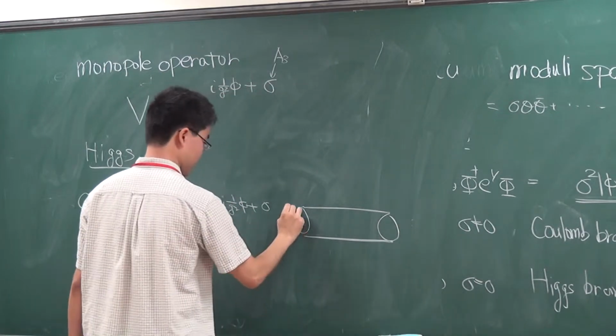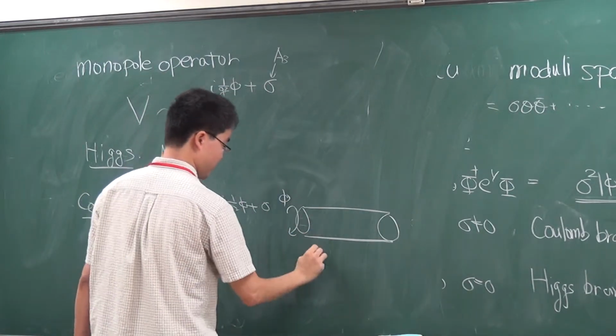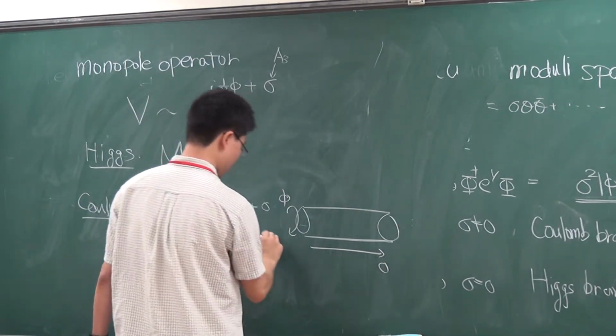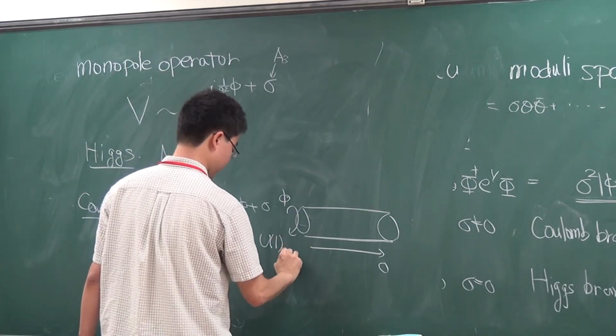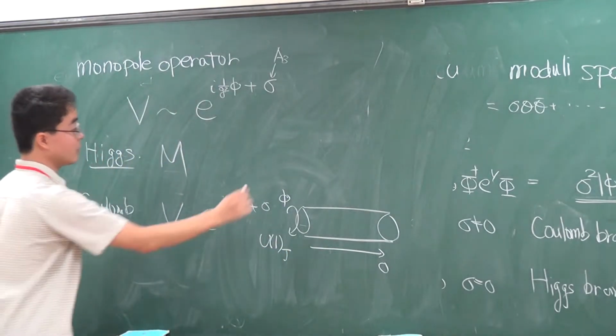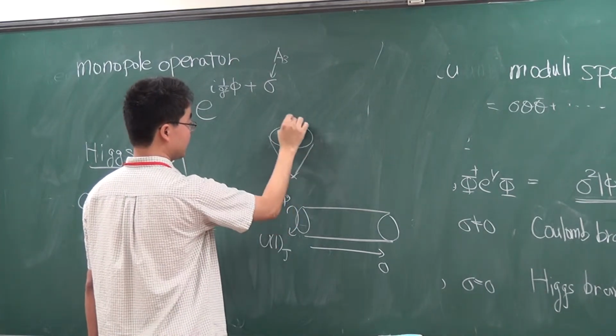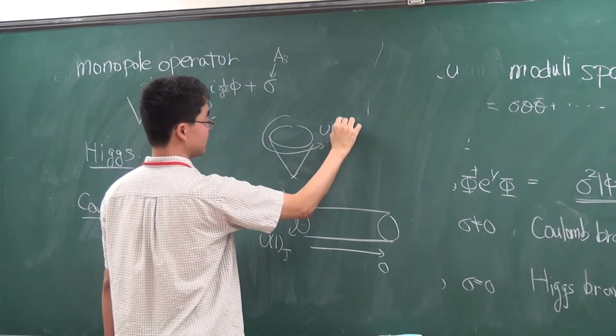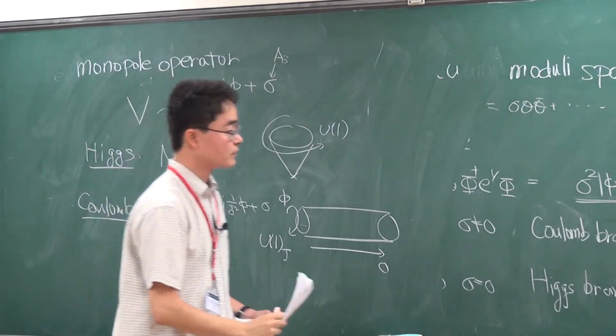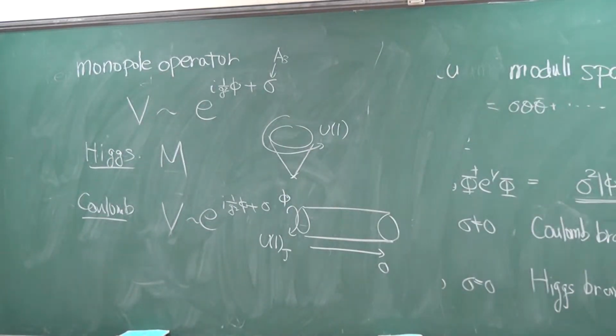Here there is a symmetry, phi. This is the phi direction, this is the sigma direction. And the symmetry is a U1J. Whereas the Higgs branch was a cone. And then there is a symmetry. This is the U1. There is a U1 symmetry, which is a flavor symmetry. So there is an actual flavor U1 symmetry, which rotates the same thing. So that's a flavor symmetry.